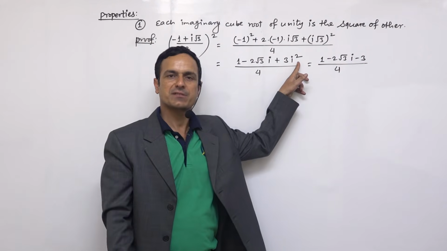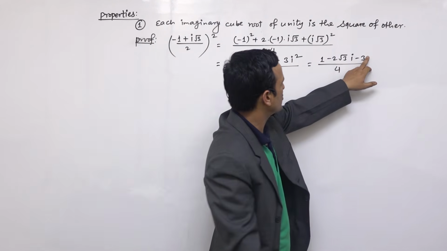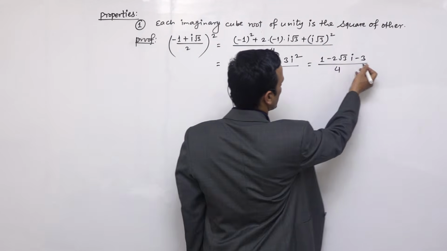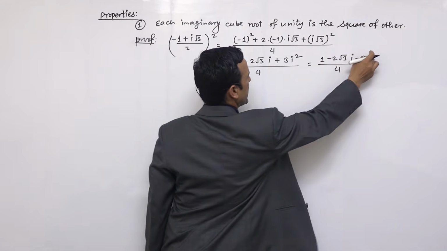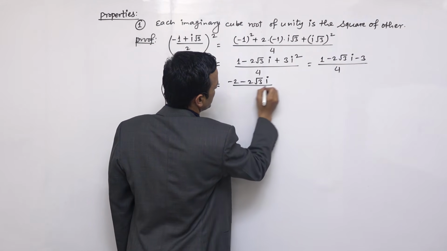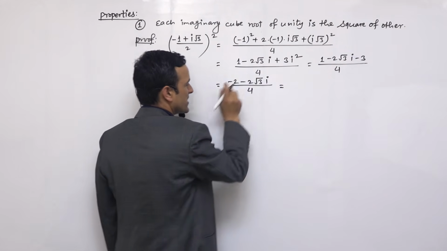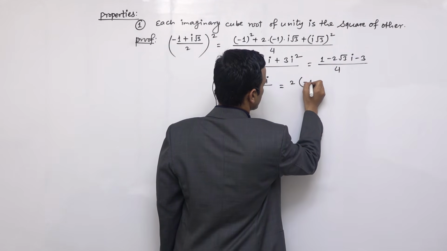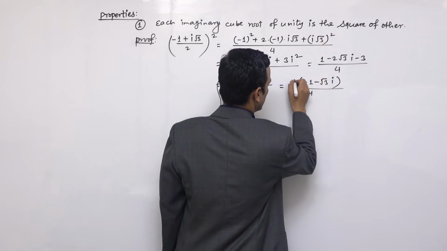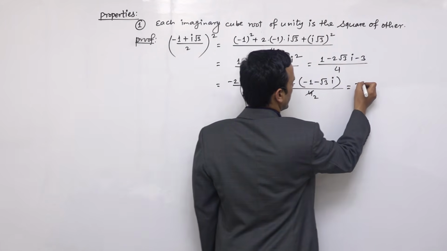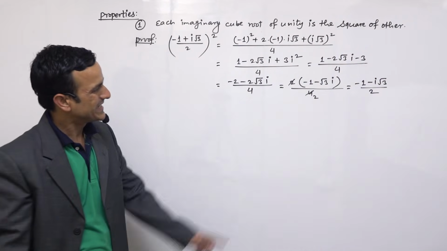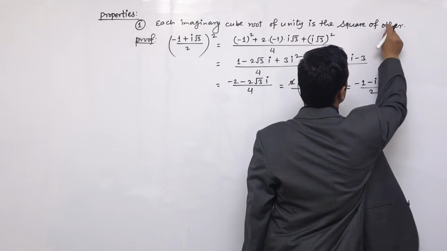I square means -1, so the minus sign is there. Now if you solve it, 1 minus 3 will be -2, and -2 root 3 I divided by 4. Now take out the 2 common: 2 common, -1 minus root 3 I divided by 4. 2 twos are 4, so -1 minus I root 3 divided by 2. So this is the other square of this term.